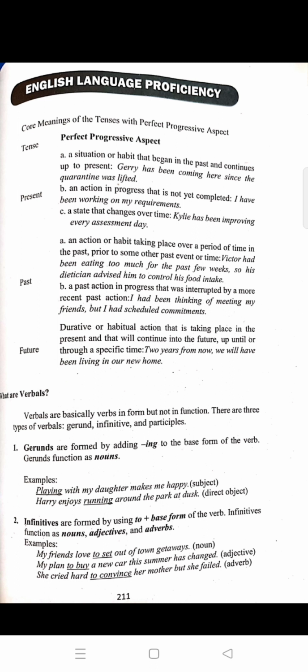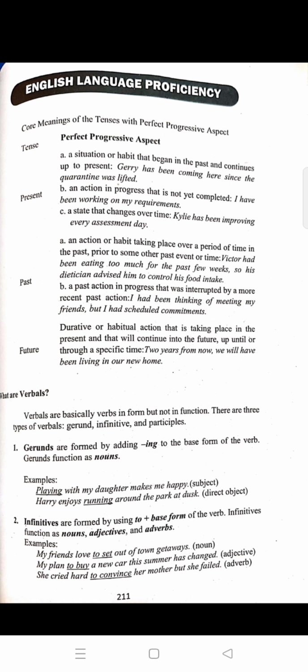Gerunds are formed by adding ing to the base form of the verb. Gerunds function as nouns. So, when you look at the example, playing with my daughter makes me happy. So, playing looks like a verb. It states an action, but in this sentence, playing is used as a subject, therefore, it is a gerund. Harry enjoys running around the park at a dash. Your verb here is actually enjoys and not running. They are just gerunds because they are functioning as a noun.